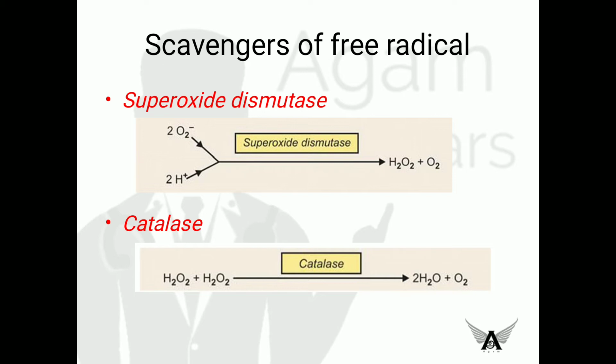Okay, first in the scavenger mechanism is superoxide dismutase. In this, what happens? Superoxide anion radical is converted to hydrogen peroxide in the presence of the enzyme superoxide dismutase. Okay, so this hydrogen peroxide produced in huge amounts has to be converted to other products. For that, we have another enzyme, catalase, which converts the hydrogen peroxide into water.